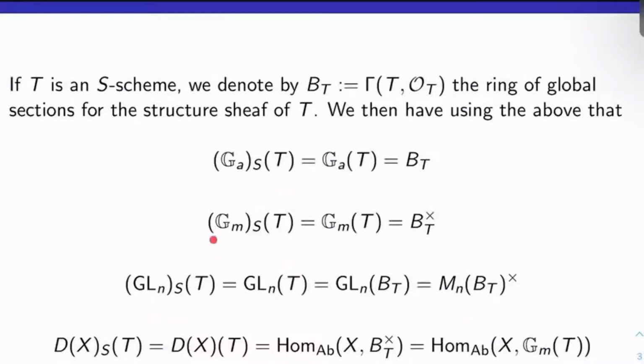Similarly, we have G sub M sub S of T. That's just G sub M of T, right? And of course, that's just the invertible elements in B sub T. And then we have GL sub N sub S of T is just GL sub N of T. And really, that's just GL sub N of B sub T. And that's just the invertible elements in M sub N of B sub T, where M sub N represents all N by N matrices with coefficients in B sub T.